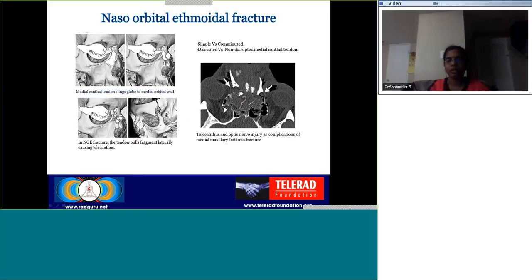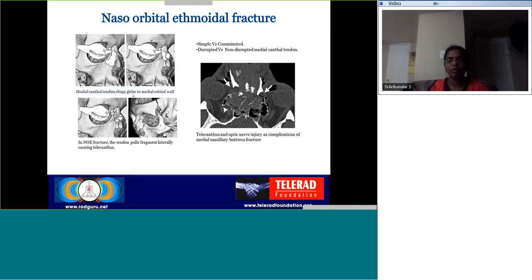If there is a comminuted fracture, there is a collapse of the ethmoid air cells, and these fracture fragments may protrude into the orbit and impinge on the optic nerve. That may cause the optic nerve injury. And this collapse of the ethmoid air cells will clinically give telecanthus in the face. And the third important thing we have to see is the medial canthal tendon is attached to the medial wall of the orbit, and the purpose of this tendon is to sling the globe to the medial orbital wall.